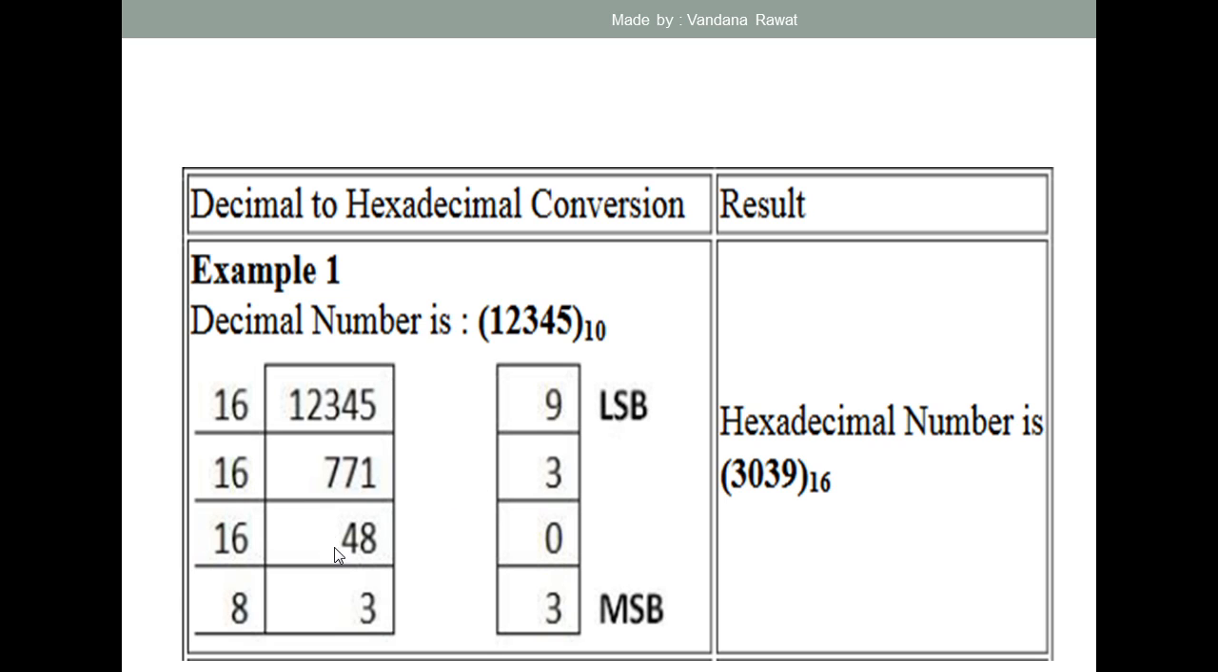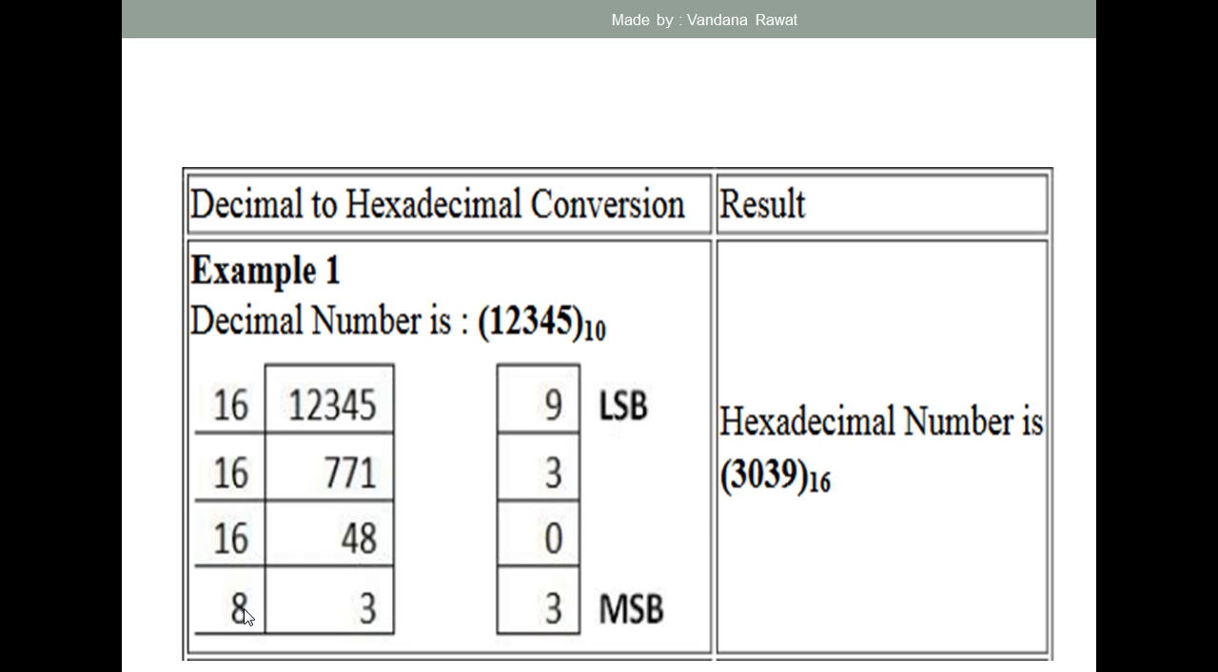Then after that you will divide this 48 by 16. Then in the remainder part you are getting 0 because it is completely divided. Then at last you are getting 3, which cannot be divided by 16. That means you will write this 3 same as this number. So this will be your MSB digit. Okay. Then whenever you write the resultant part, it would be 3 0 3 9.